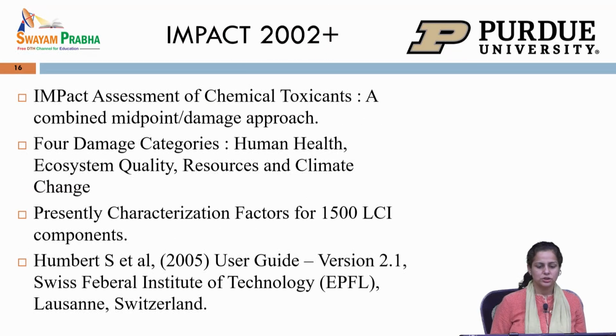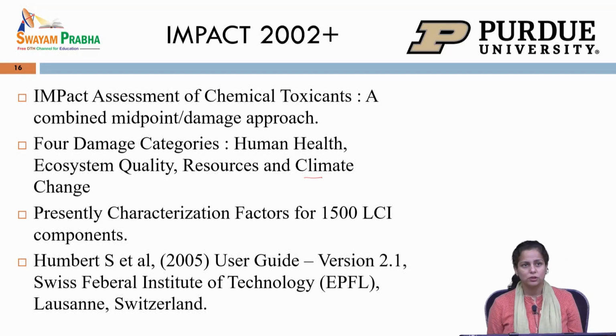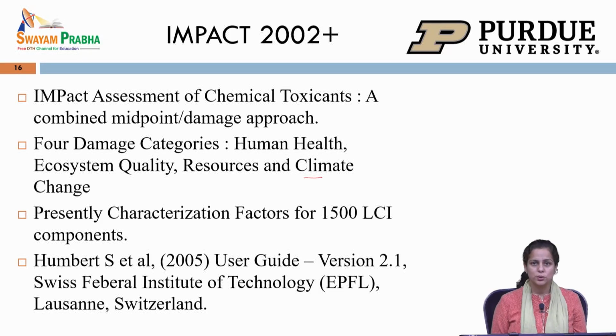Then Impact 2002 plus is mostly the impact assessment of chemical toxicants, and it has a combined midpoint and damage approach. Here you will see that they include 4 damage categories at the endpoint. So, you have of course the usual human health, ecosystem quality and resources, and climate change. Climate change is the additional one that they include as an endpoint category. They currently have about 1500 to 2000 LCI components, and it is available from the Swiss Federal Institute of Technology. If you want to read more, you can go through this user guide to read about this impact assessment method.